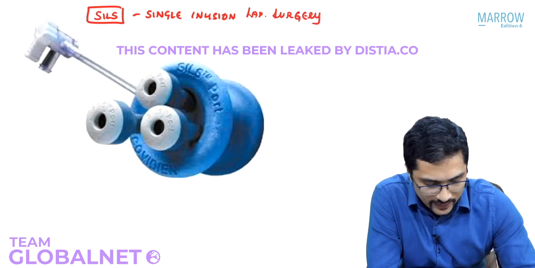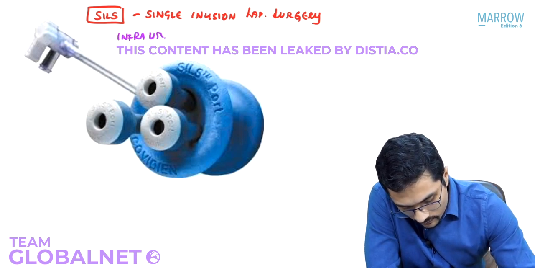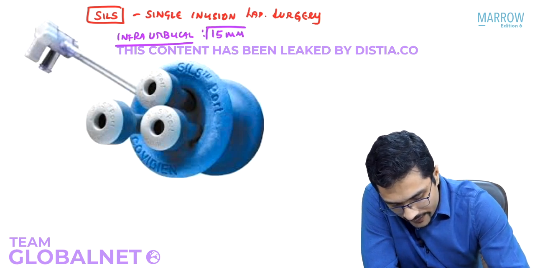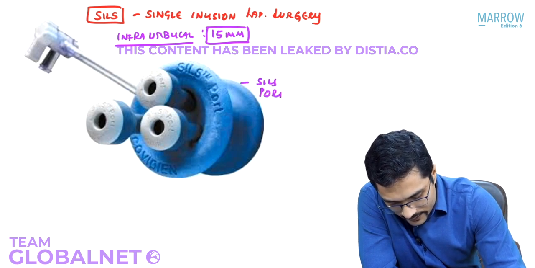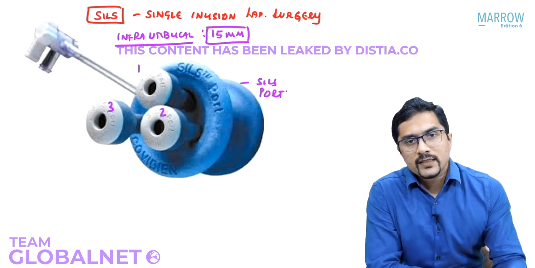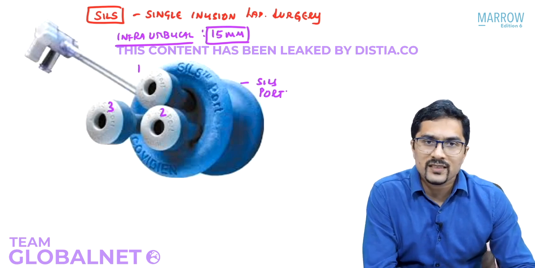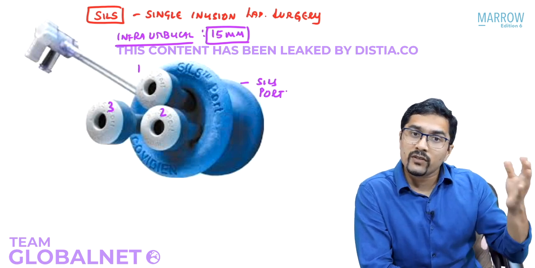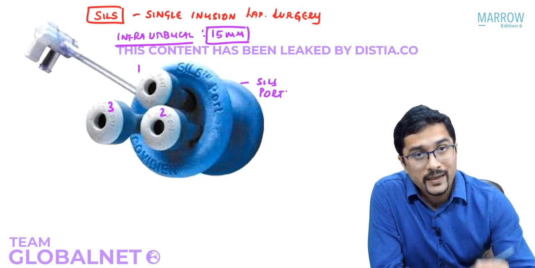Now in single incision laparoscopic surgery, what happens? We make a single infraumbilical incision which is 15 mm. And then we introduce this SILS port. This is a SILS port, as you can see. And this SILS port has 1, 2, 3 channels in it. So the advantage of the SILS port is that through a single port, I'm putting in 3 instruments. And through that single port, I can carry out that cholecystectomy, which I was doing with 4 ports. So that is the advantage, that single incision, so it is cosmetically better.